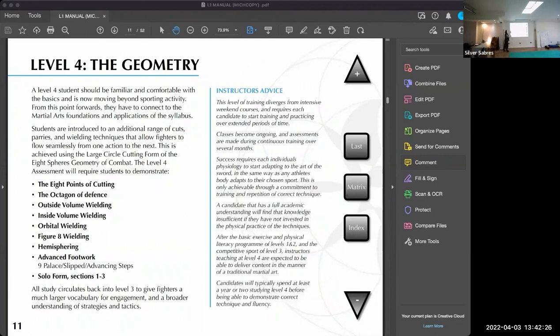And you know what we talk about in level 2 with the step cut, and even at level 3, we don't want to see people stepping across themselves unless they're doing it correctly in the 9 palace manner. And if somebody's cross-stepping in front of themselves in their level 3 assessment, that's actually a fail.